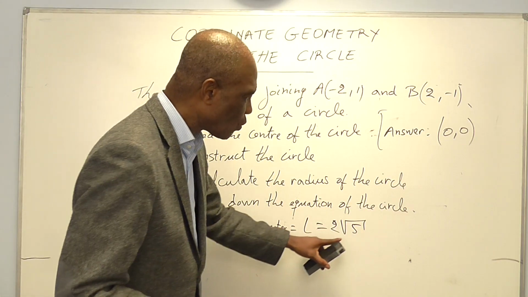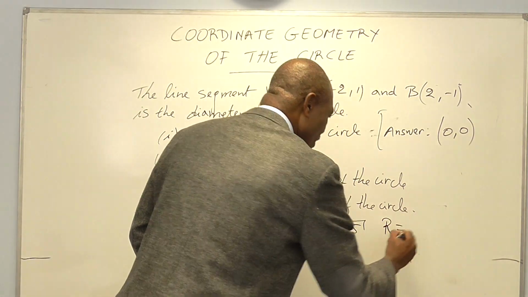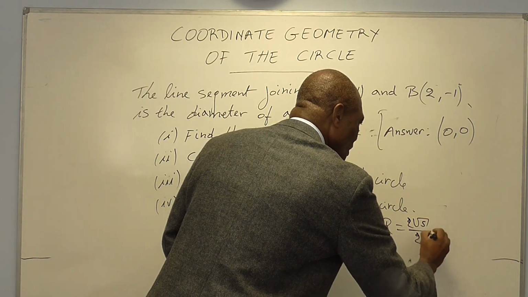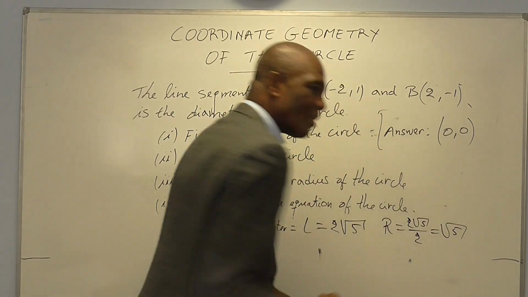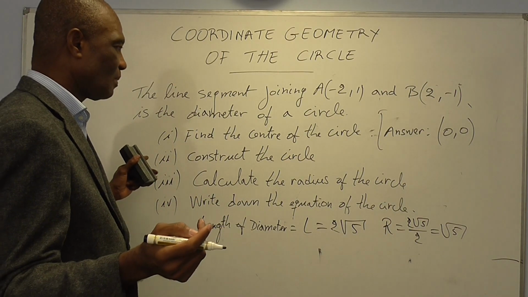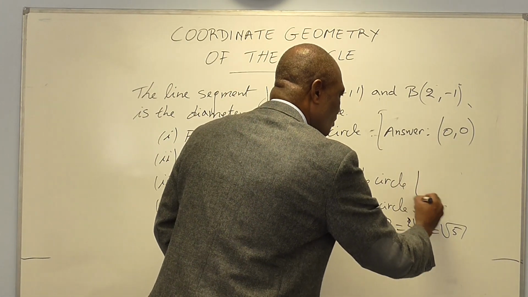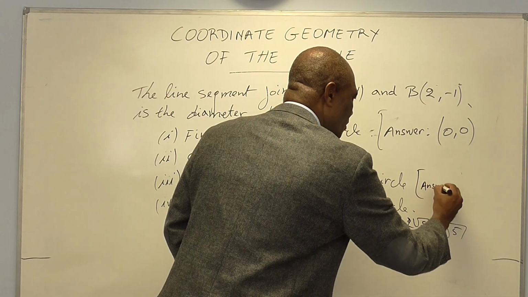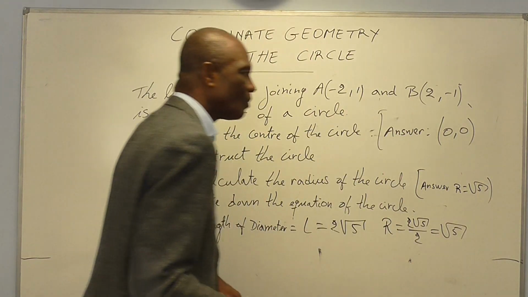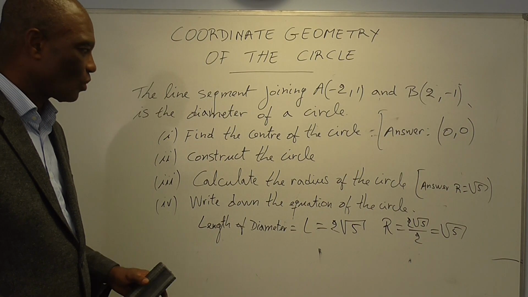Now to get the radius, we divide this by 2. So the radius will be 2 square root of 5 divided by 2, and this will give square root of 5. So we have the radius. So we did here, answer: radius is square root of 5.